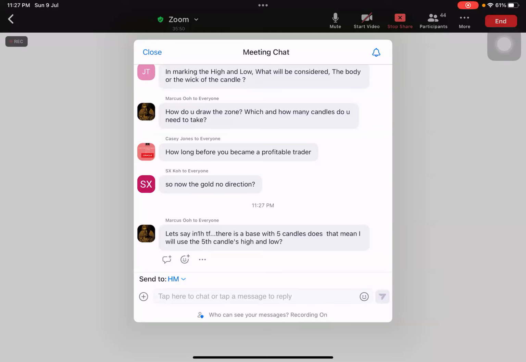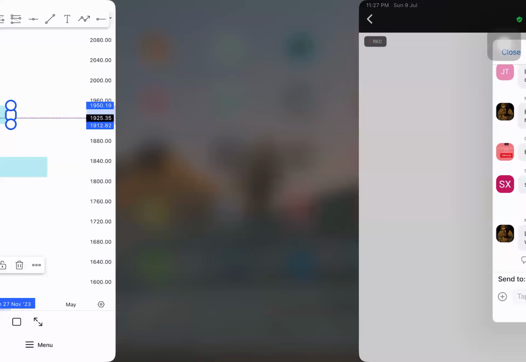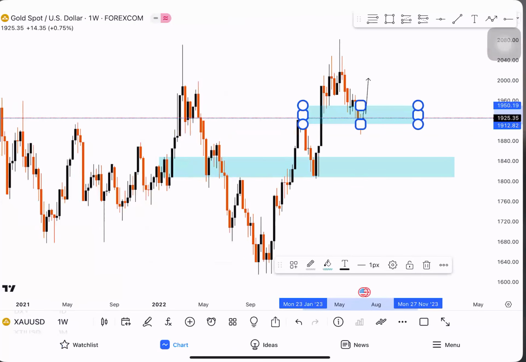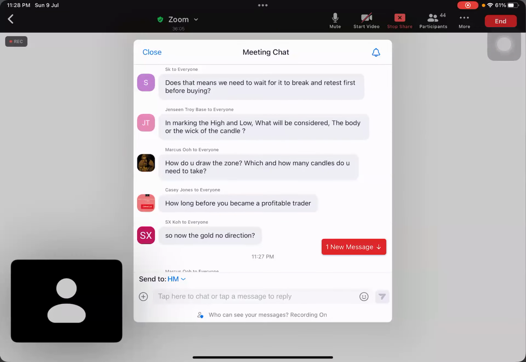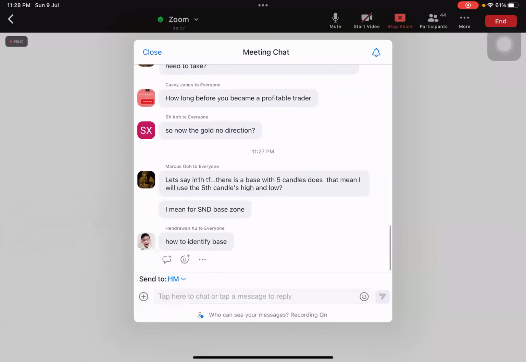Okay, so let's say we got the zone already, right? We have to wait for the breakout, which is the candlestick. One candlestick, the body has been closed outside of the demand or supply zone. You get what I mean? I mean for the SND base, yes.